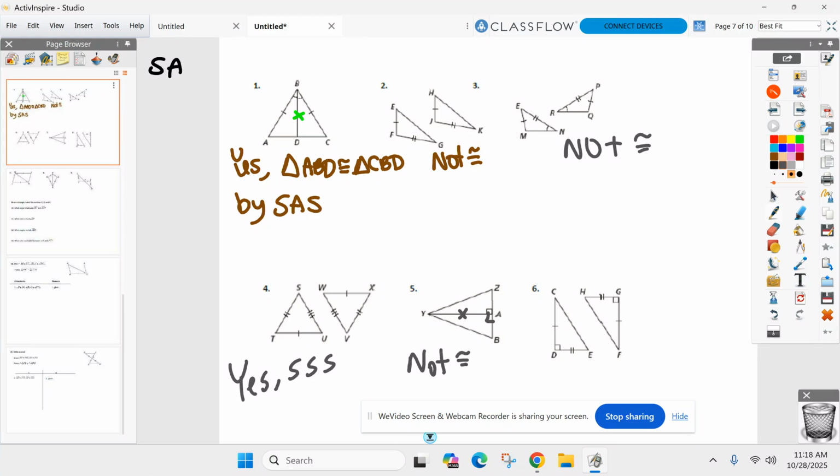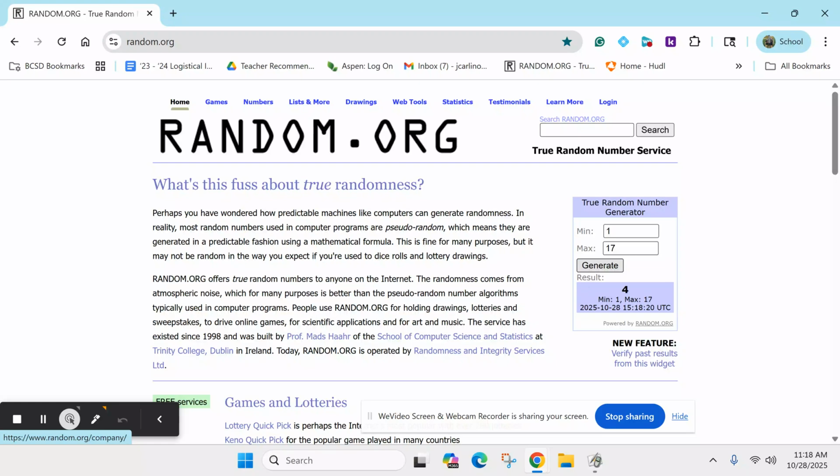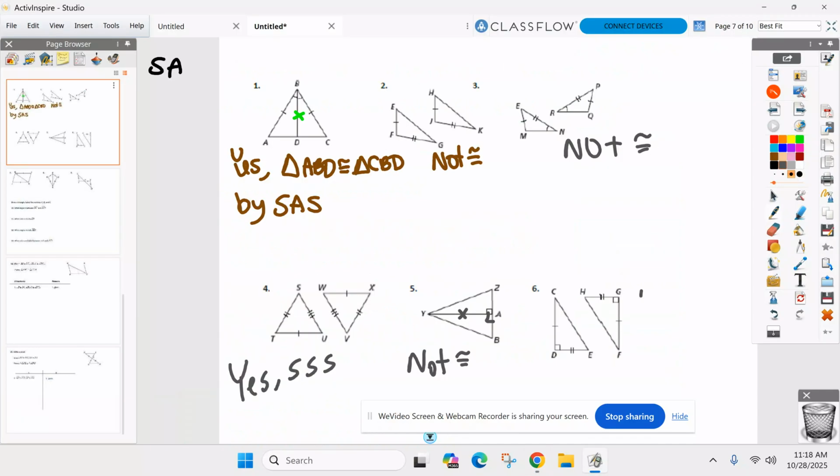How about this bad boy? These 2 right triangles here at number 6, congruent or not? Max? Yes. By? SAS. Yep, good job. That right angle is in between. All good, guys? How we making out?